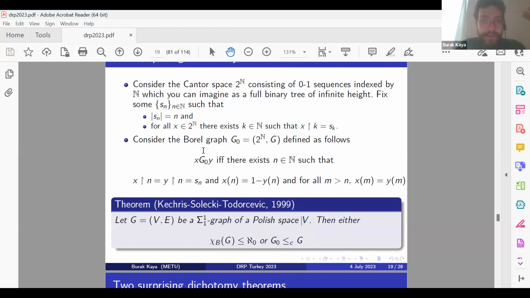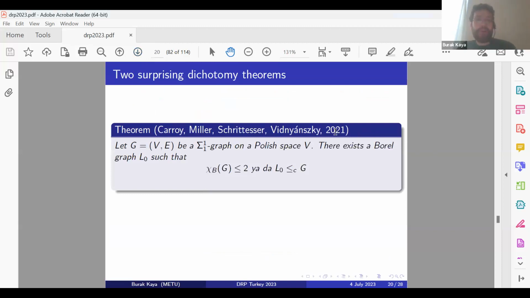Okay. Now, this is called the G0 dichotomy. So this tells you that your Borel chromatic number is either uncountable or G0 continuously embeds into your graph. And like 2 years ago, they proved a similar result for this. If you have an analytic graph on a Polish space again, there is something called L0. This is much more complicated than G0, so I haven't defined this.